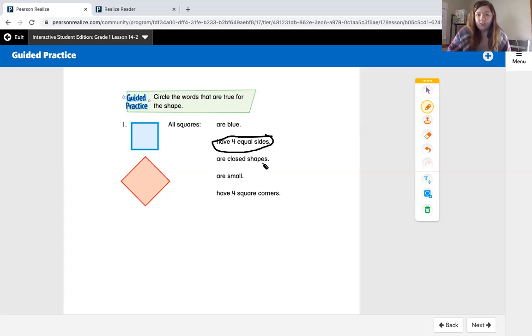All squares are closed shapes. That's true, because to be a two-dimensional shape, it has to be a closed figure. All squares are small. Have you ever seen a big square? I have. So it is not true. All squares are not small. All squares have four square corners. Yep, that's where our vertices are, is they have square corners. For a square to have four vertices, they are all going to be square corners.